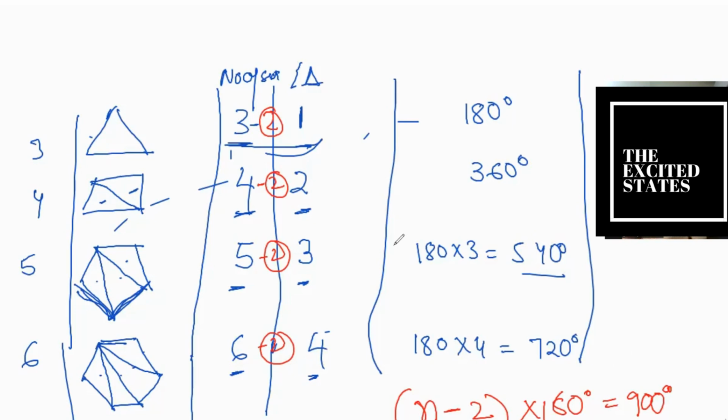Yes or no? Yes, so simple. N minus 2 into 180. Write down the formula for finding out the sum of angles of any polygon.